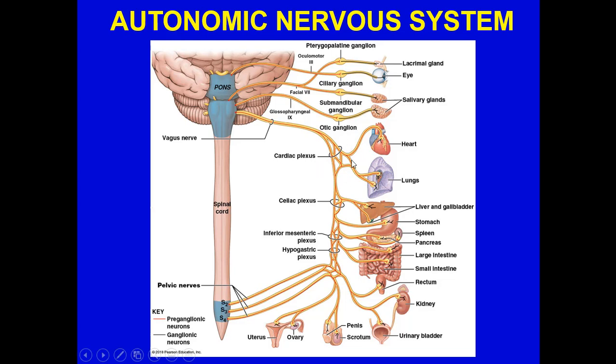Notice you have a cardiac plexus here, which innervates both the heart and the lungs. Again, this is parasympathetic, not sympathetic. You have a celiac plexus here, which will then have innervations of the liver, gallbladder, stomach, spleen, pancreas, etc. An inferior mesenteric plexus, which eventually gets into the small and large intestine. A hypogastric plexus below the stomach. So you end up having these innervations here, along with some of the pelvic nerves. You finally get into the reproductive organs, urinary bladder, and the kidney. Parasympathetic does not innervate the adrenal.